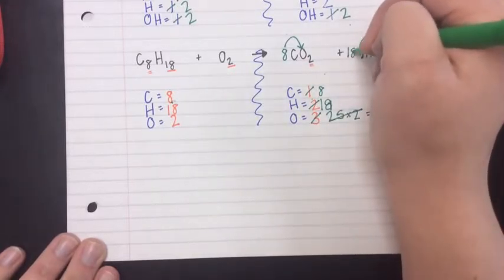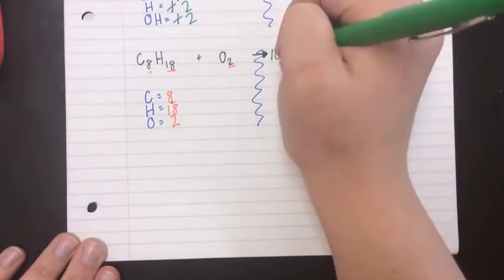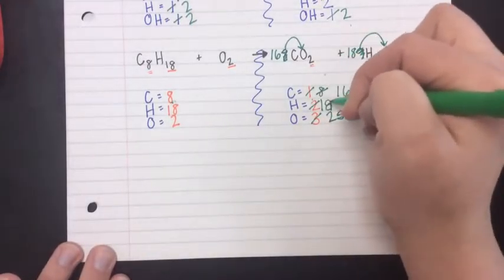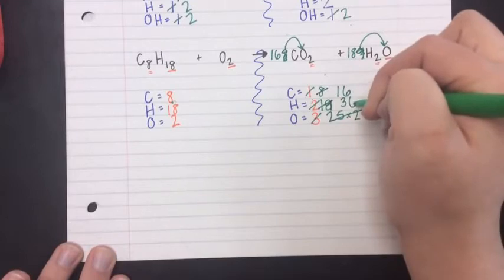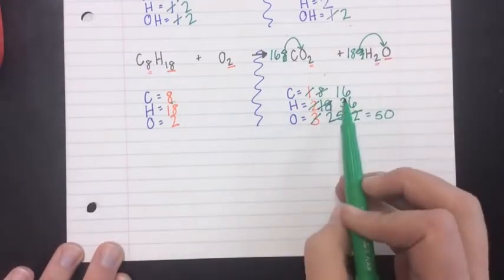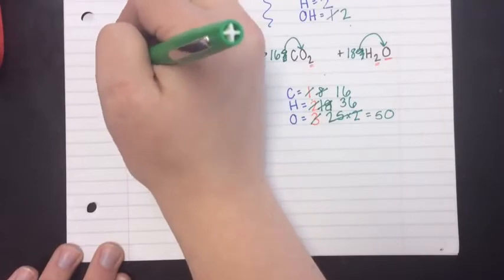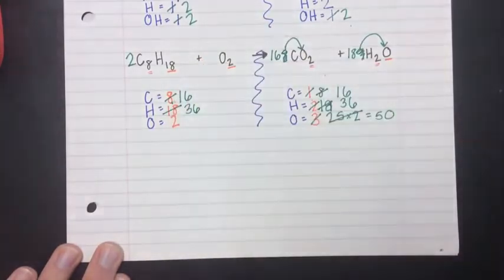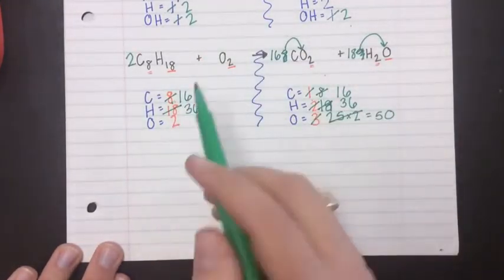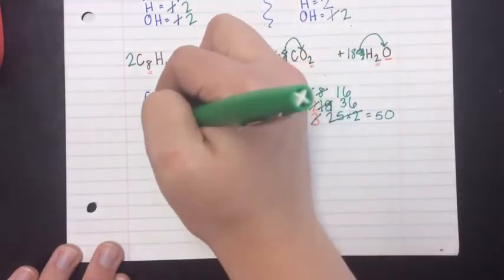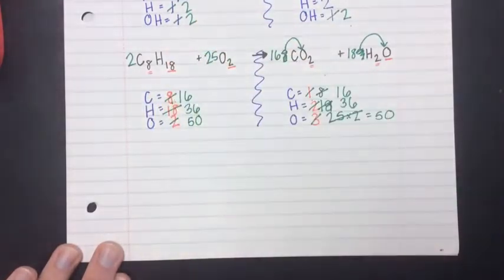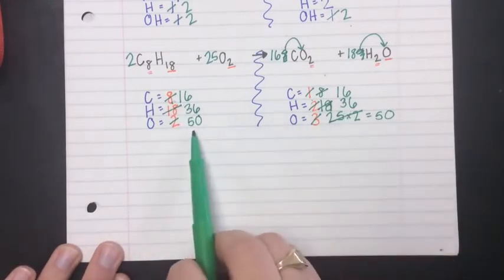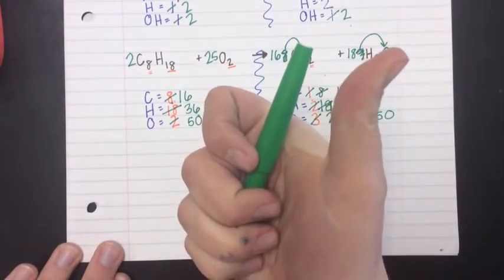This changes my coefficient on water to 18, my coefficient on CO2 to 16. Recounting atoms on my product side gives me 16 carbons, 36 hydrogens, and 50 oxygens. I must now balance this by adding a 2 coefficient in front of C8H18. That takes care of my carbons and my hydrogens. To balance the 50 oxygens on my products, I add a 25 coefficient in front of oxygen on the reactant side. Carbons are balanced, hydrogens are balanced, and oxygens are finally balanced. This leaves me with a balanced chemical equation.